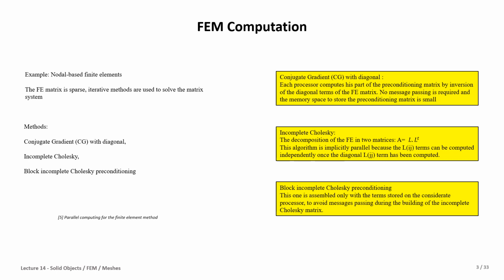And the third one is the block incomplete Cholesky preconditioning. This one is assembled only with the terms stored on the considered processor to avoid message passing during the building of the incomplete Cholesky matrix.